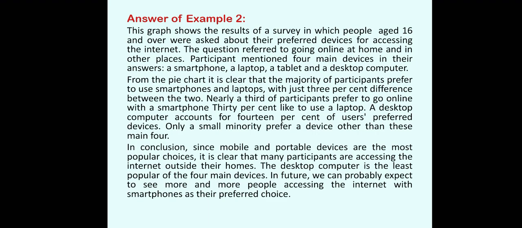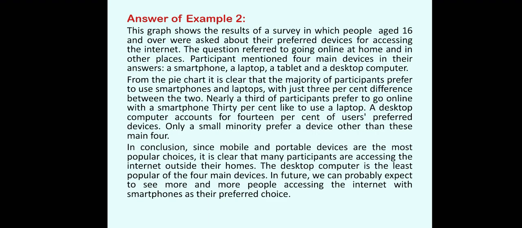From the pie chart, it is clear that the majority of participants prefer to use smartphones and laptops, with just 3% difference between the two. Nearly a third of participants prefer to go online with a smartphone, 30% like to use a laptop. A desktop computer accounts for 14% of users' preferred devices. Only a small minority prefer a device other than these main four.